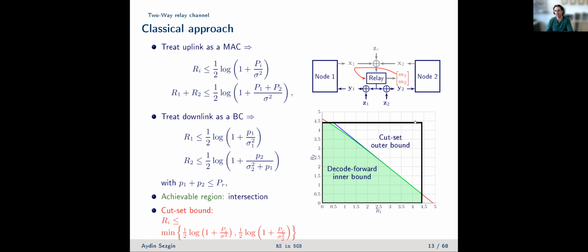We are not going to look at how to derive outer bounds. We are going to stick to the cut set bound. It's going to be just fine for us here. So how can we do better than this?